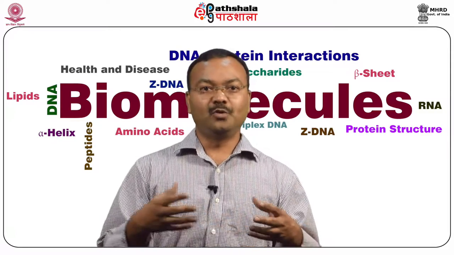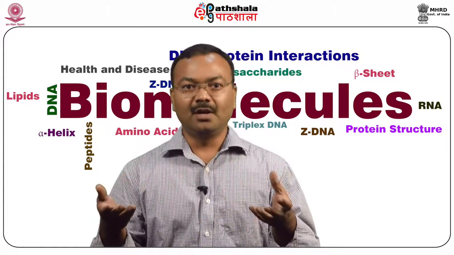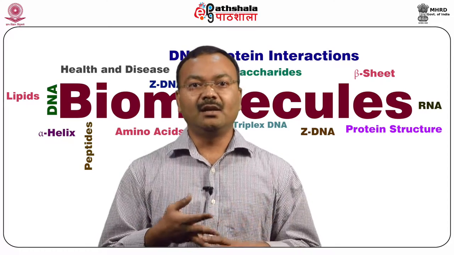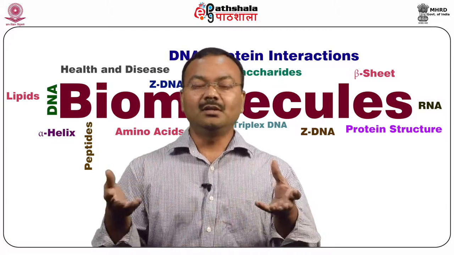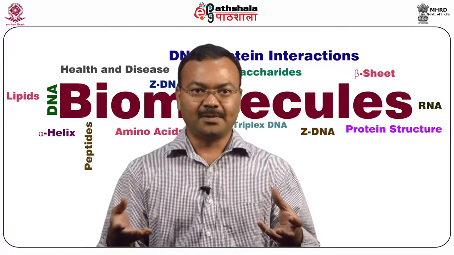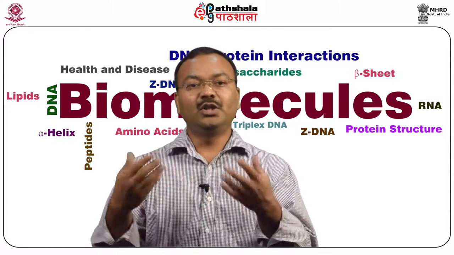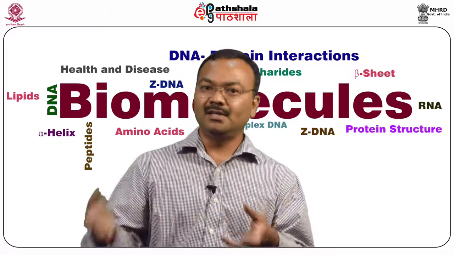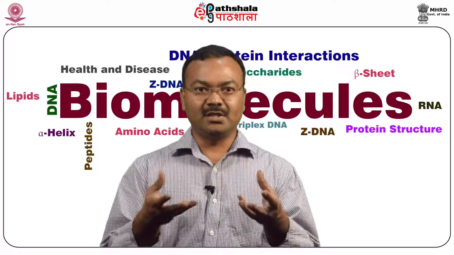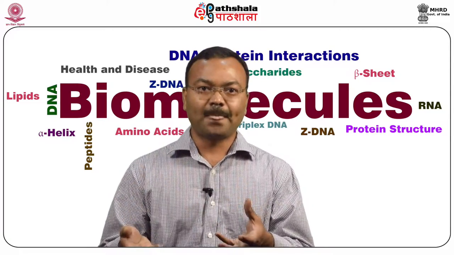Now, I'll tell you a few points here. For example, if hydrogen bonds are important, then they could interact with polyethylene glycol and glycerol, which are actually hydrogen bond forming reagents. So instead of making hydrogen bonds within the protein, they could form hydrogen bonds with polyethylene glycol or glycerol. But actually, instead of denaturing the protein, PEG and glycerol stabilize the protein.